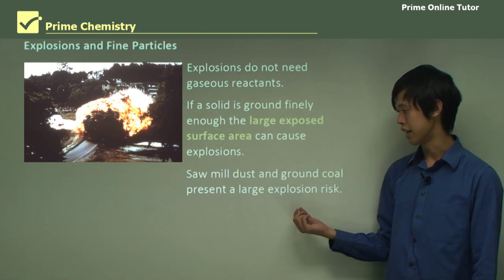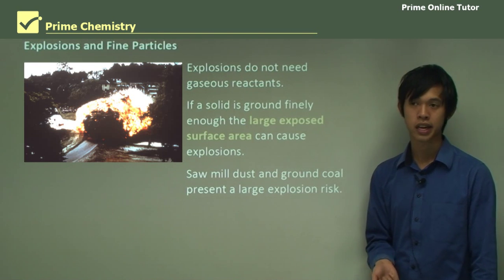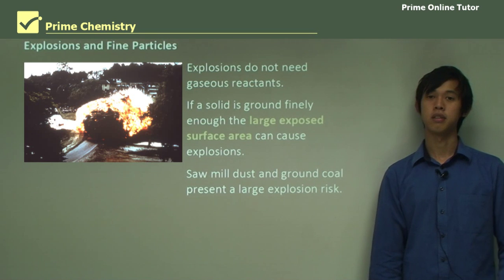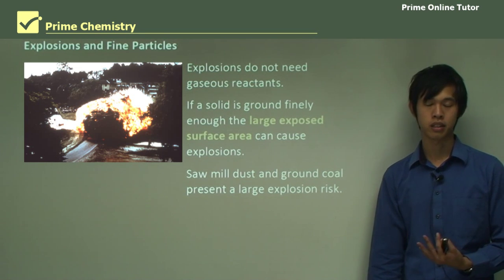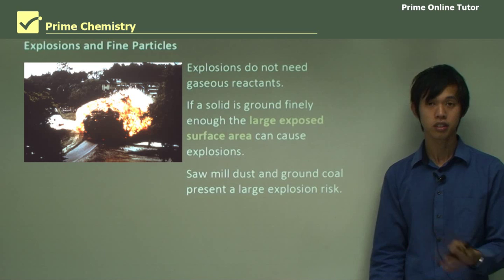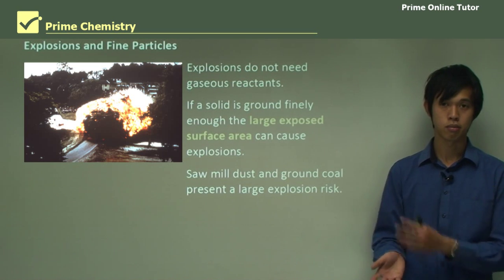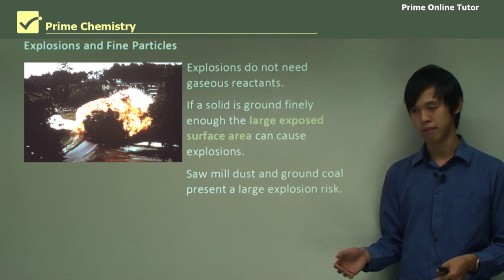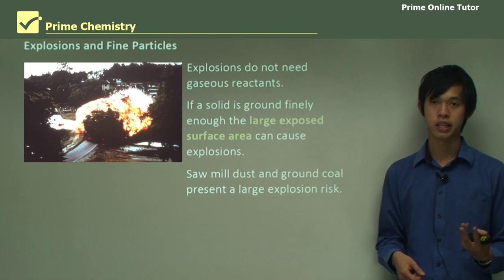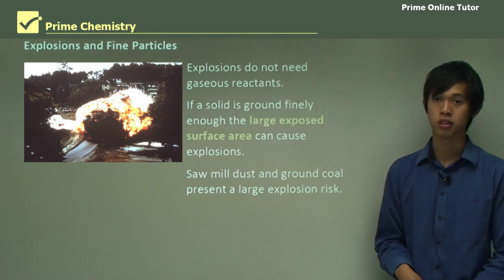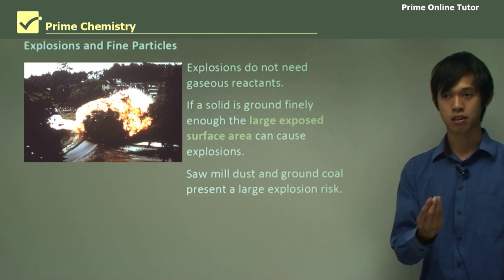Sawmill dust and ground coal present a large explosion risk. Okay, so another example of explosions is sawmill dust. So when a company logs down a forest, and they take it to the sawmill, and that sawmill cuts up the tree, the dust from that sawmill can actually, if there's enough energy or something causes it to ignite, cause an explosion because it's so finely ground.